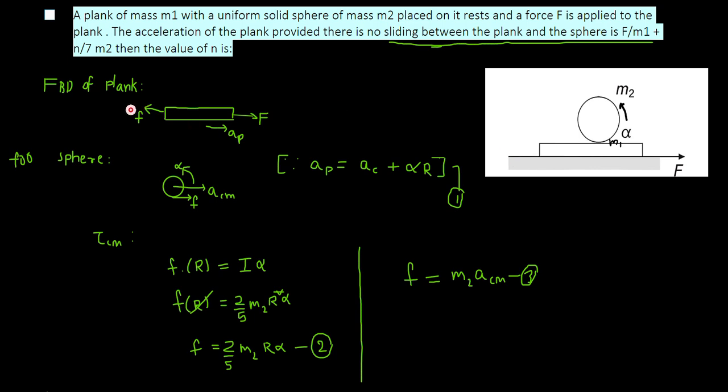After writing the FBD of the plank, with force F on the right side and friction f backward, it moves with acceleration a_p. Similarly for the sphere, we have acceleration of the center of mass a_cm, angular acceleration alpha, and friction f. This is the main equation I wrote here: the relative acceleration is 0 at the point of contact.